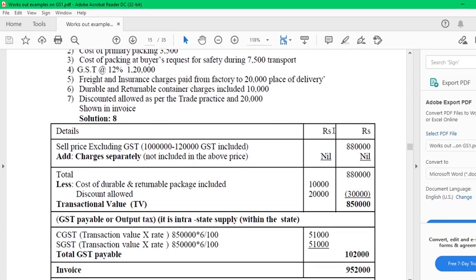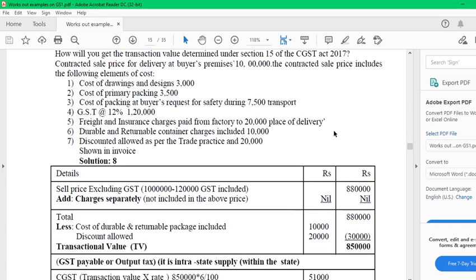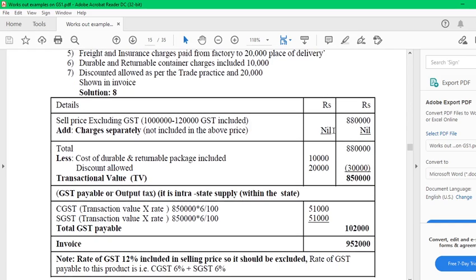Selling price which includes GST. Very clear that the contract sale price for delivery at buyer premises, at the buyer premises, means it is an invoice price only, which includes GST. Very clear that. Therefore, GST at 12%, 1,20,000 is given. Therefore, 10 lakh minus 1,20,000 GST, 8,80,000 is known as selling price excluding GST.